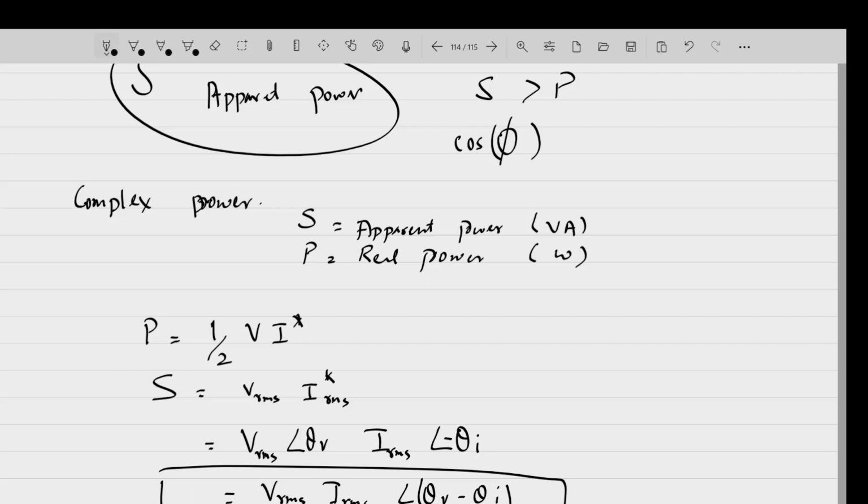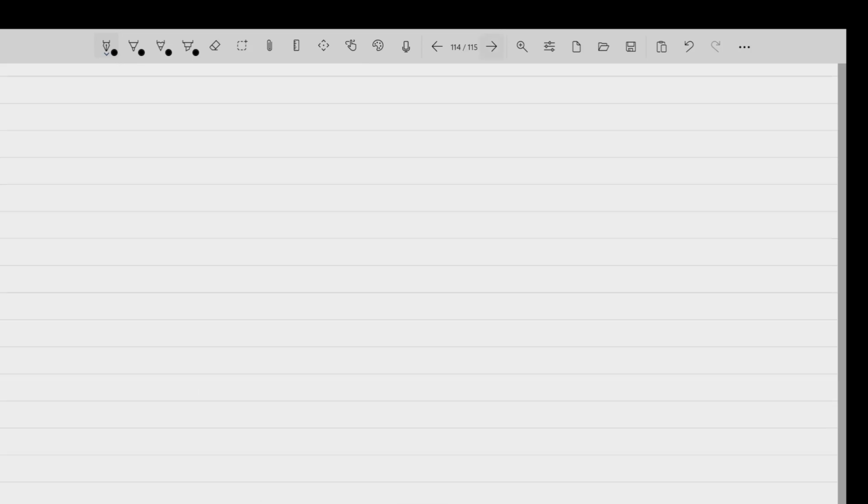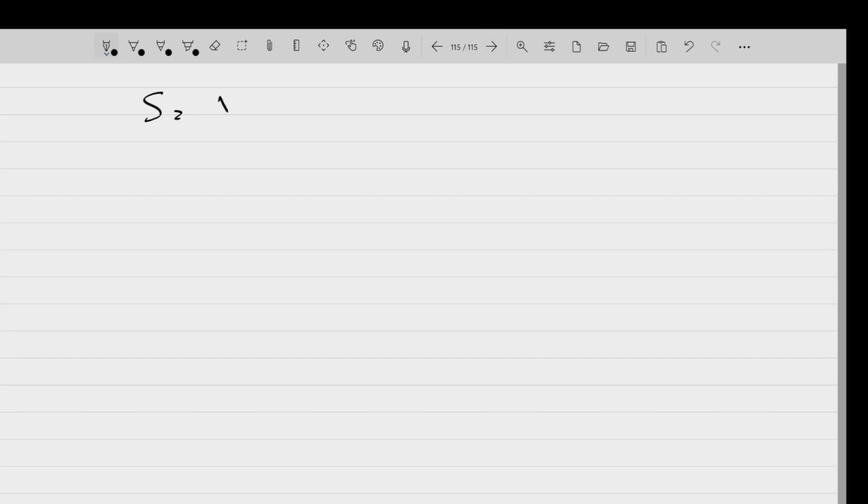Fine. So P is equal to this, not P, S. S is equal to V RMS I RMS conjugate. S is equal to V RMS I RMS angle theta V minus theta I.